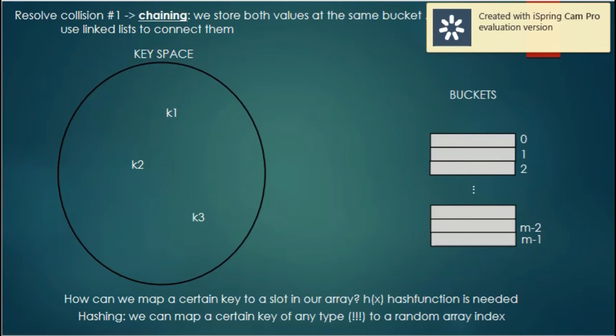There are two methods to resolve the collision. First is chaining and second is open addressing. So first we discuss the chaining method. In the chaining method, we store both values at the same bucket, so we use a linked list to connect them.